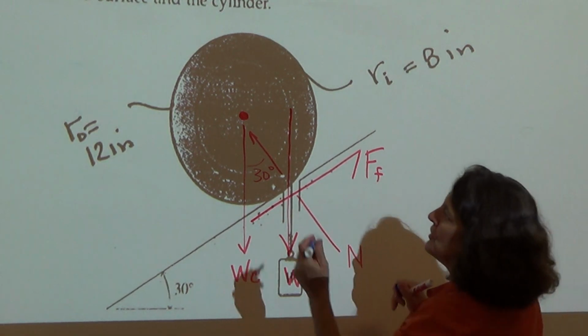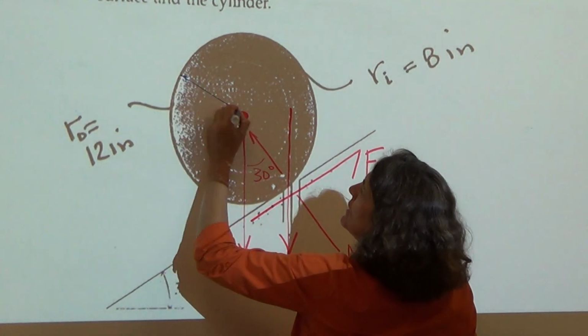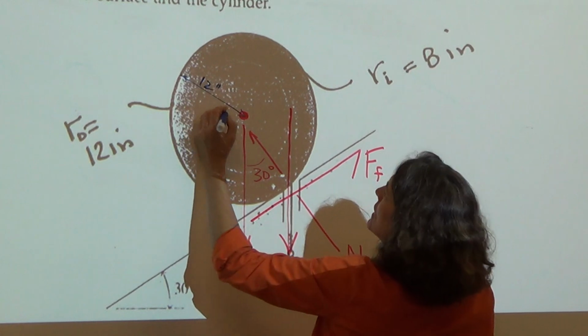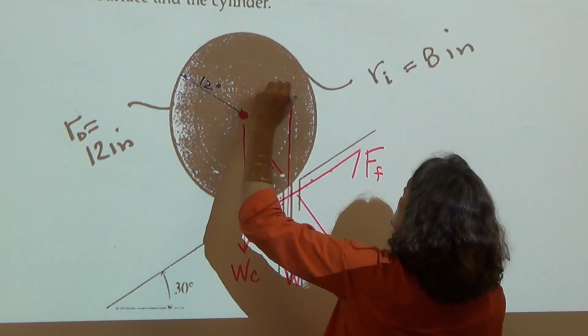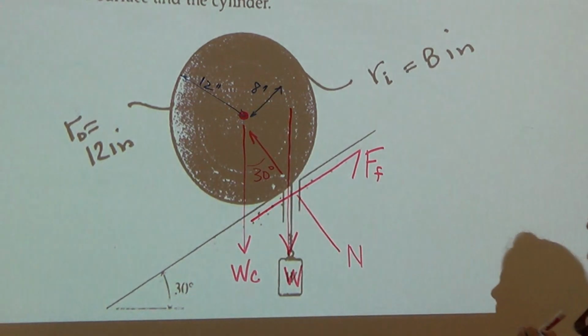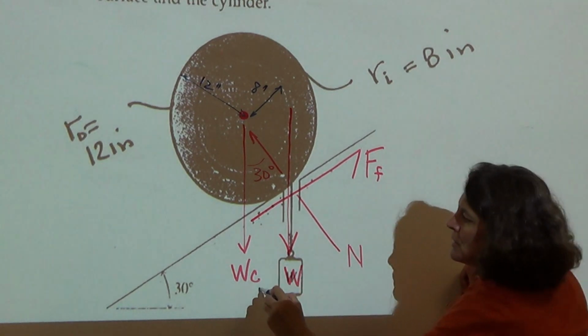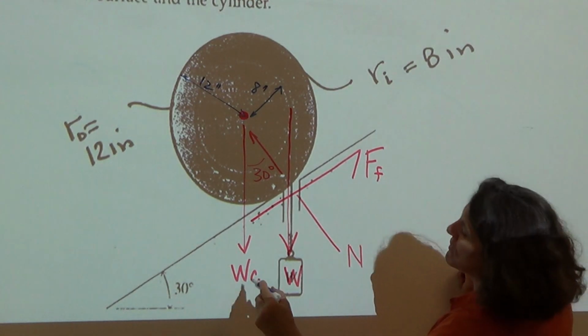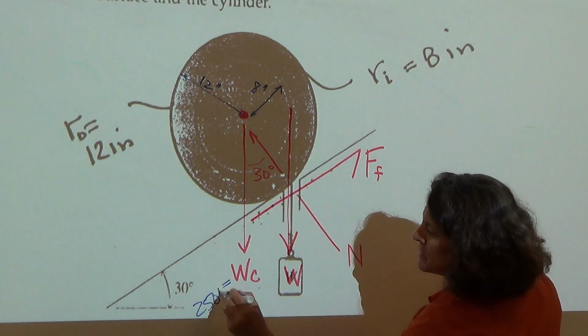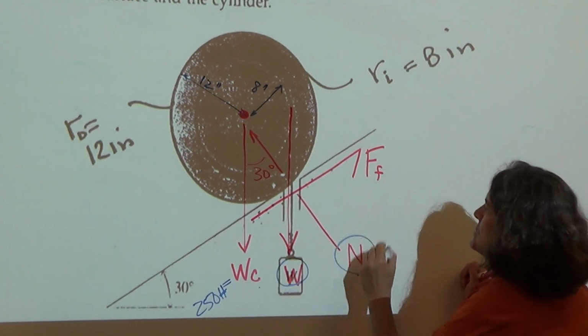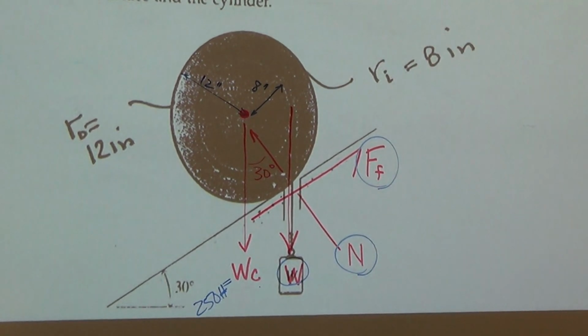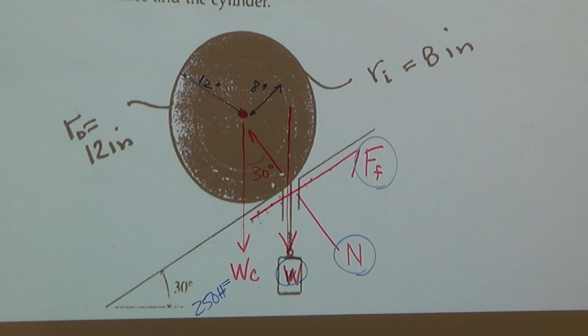And you see what the distance is, right? This radius right here is 12 inches, and this radius right here is 8 inches. So what's an unknown? The WC is given, right? 250? Okay. So this is an unknown, this is an unknown, and this is an unknown. What do they want us to find? W and mu. So what is Dora?